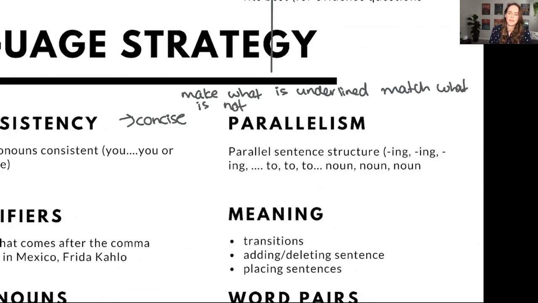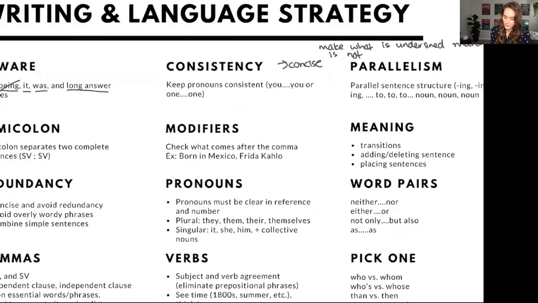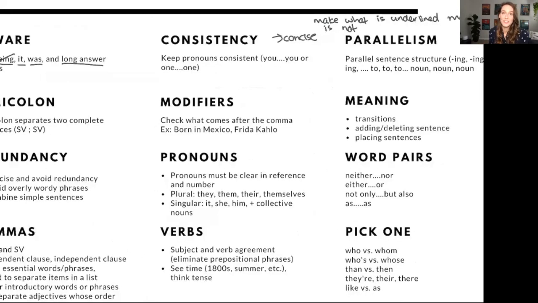So this applies to consistency. It applies to parallelism. So if you have items in a series, I have to say I like to swim, to bike, to run. I can't alternate between those by saying I like to swim, running, biking. I can't do that. For verbs, so when we're looking at a tense, we're also going to make what is underlined match what is not underlined.